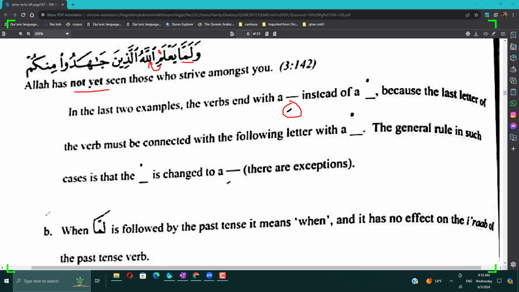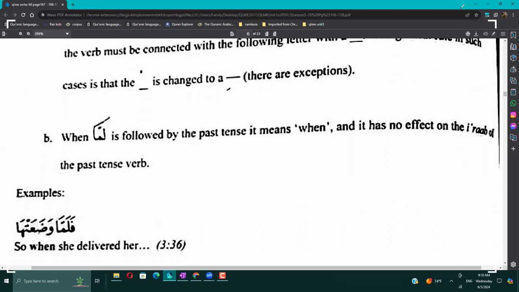Okay. Now, next comes the point B. When lamma is followed in the... What do you want? I'm giving, wait. Give me 1 second, I'll be back.